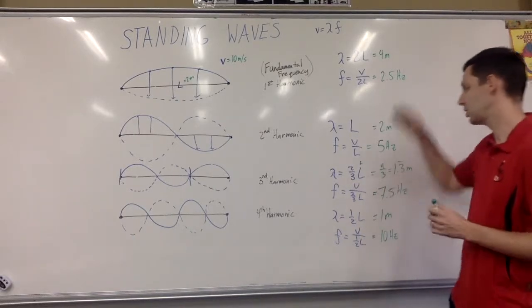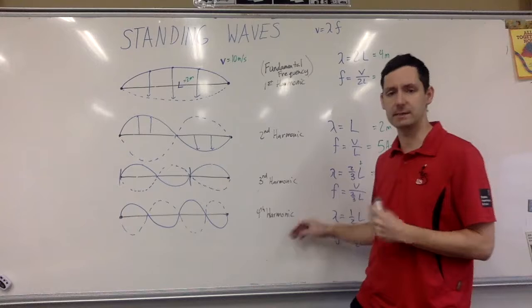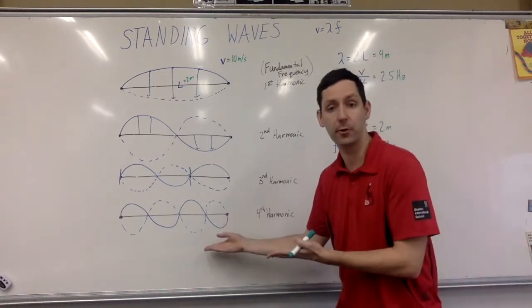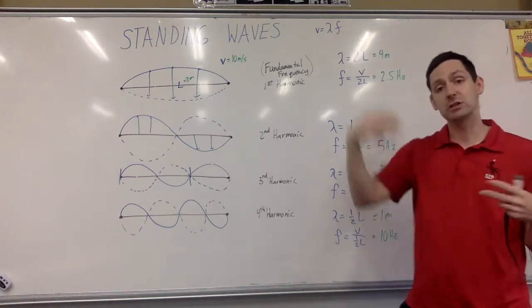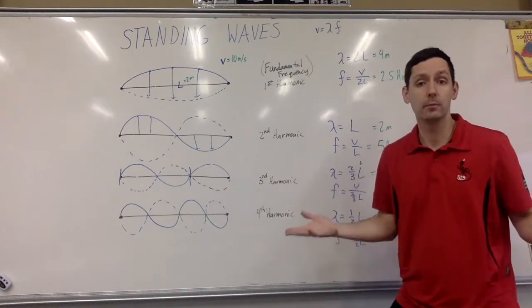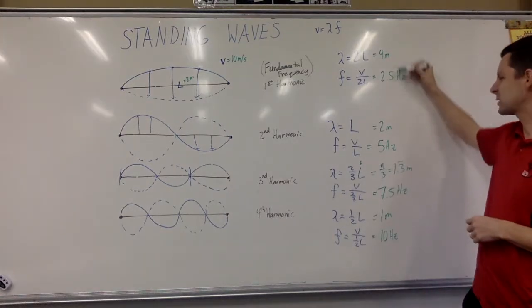But recognize that I could have just gone to any one of these and worked with it, right? I don't have to go through every single one of these. If I want the fourth harmonic, I draw the picture of the fourth harmonic, and then I take the equation straight from there. I get the wavelength from there. I use the speed. I get the frequency from there. No problem. Okay?